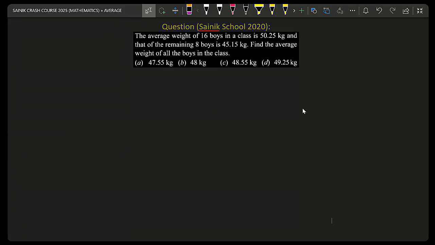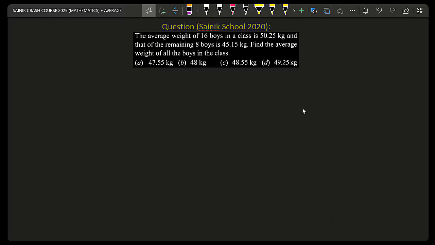The average weight of 16 boys in a class is 50.25 kgs, and that of the remaining 8 boys is 45.15 kgs. Find the average weight of all the boys in the class. Will you call it 50.25 or 50.25? After the decimal, each digit should be read separately.